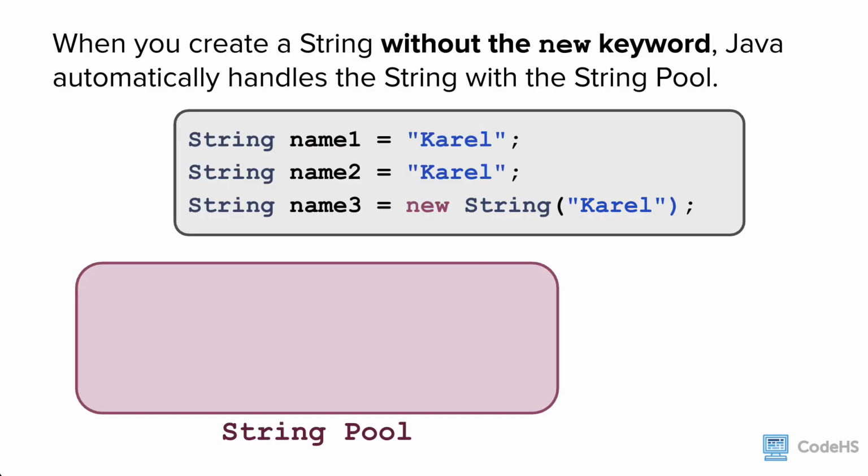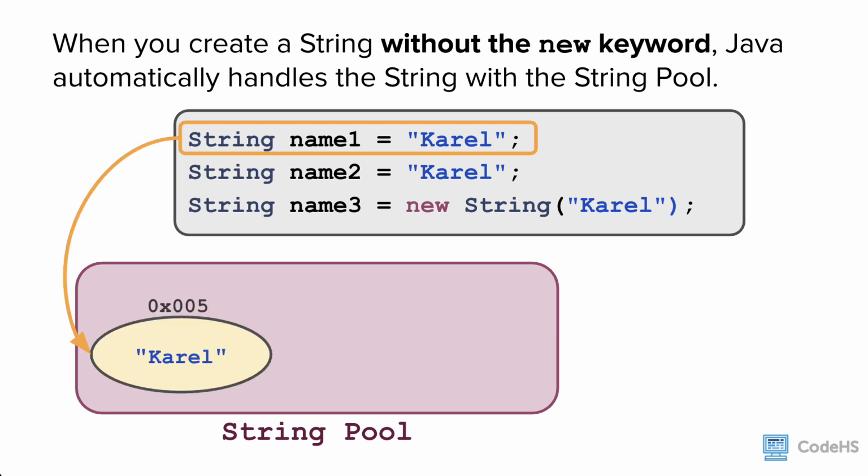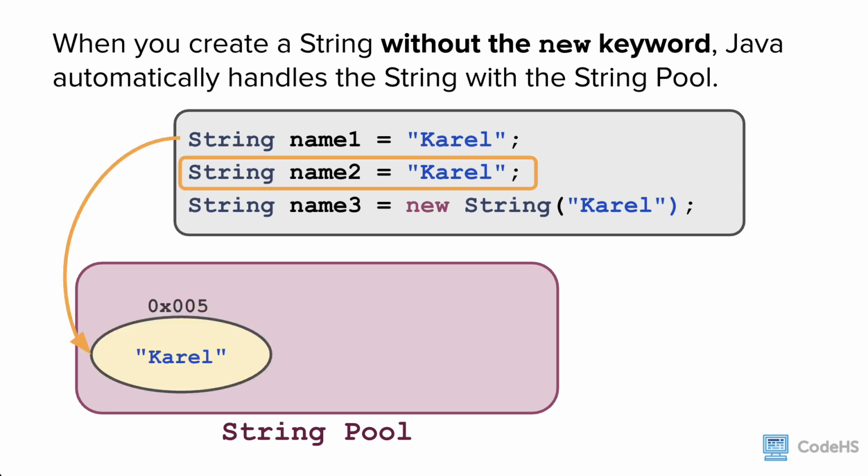This is actually why you typically don't use the new keyword when creating a string. When you create a string without the new keyword, Java automatically handles the string with the string pool. For variable name 1, there are no strings in the string pool yet, so Java adds Carol to the string pool. For variable name 2, Java checks the string pool and finds the same string. Woohoo! Java can just reuse this string and have name 2 point to the same string object as name 1.